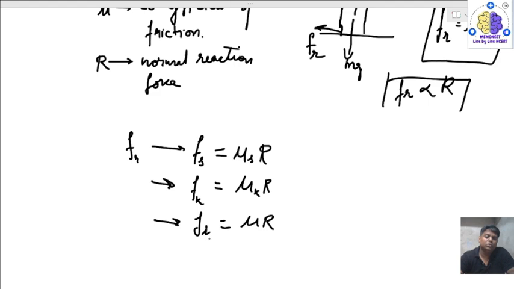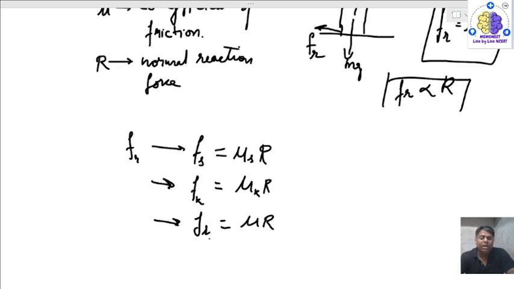The magnitude of the static frictional force will also increase along with the externally applied force. At that moment, the static frictional force will hold a value equal to the externally applied force. I repeat, when the body is not moving, the frictional force acting is the static frictional force, and it is equal to the external force applied. If I increase the external force, again the static frictional force will increase.